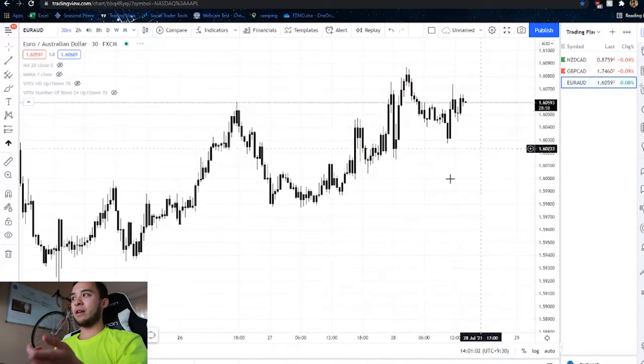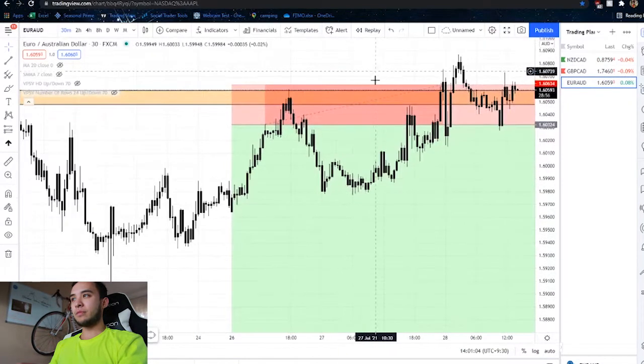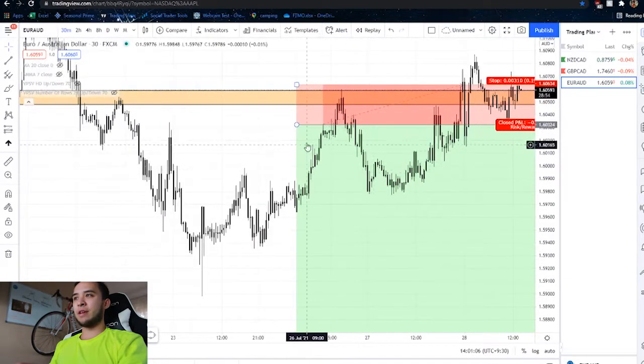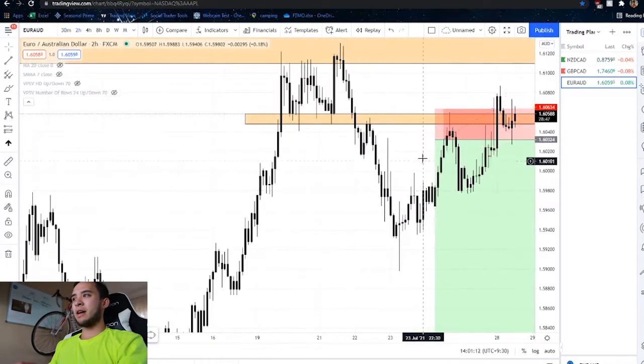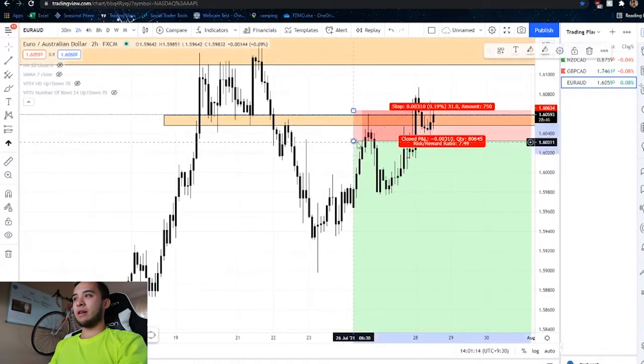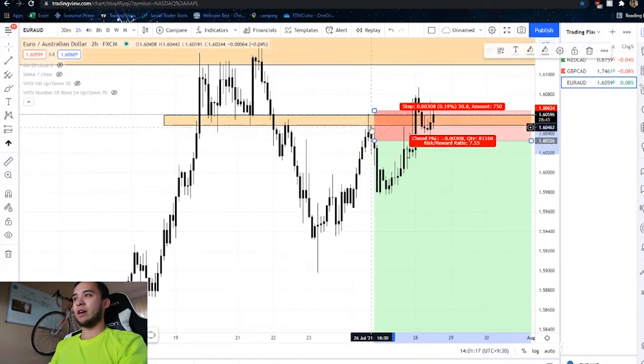Then we have Euro Aussie dollar. Very similar thing here. I don't know where my entry is. I don't know why it's playing around like this. Maybe on the 2 hour it's a bit more clear. Nah, I don't know. But I pretty much entered here somewhere after this rejection to the resistance.